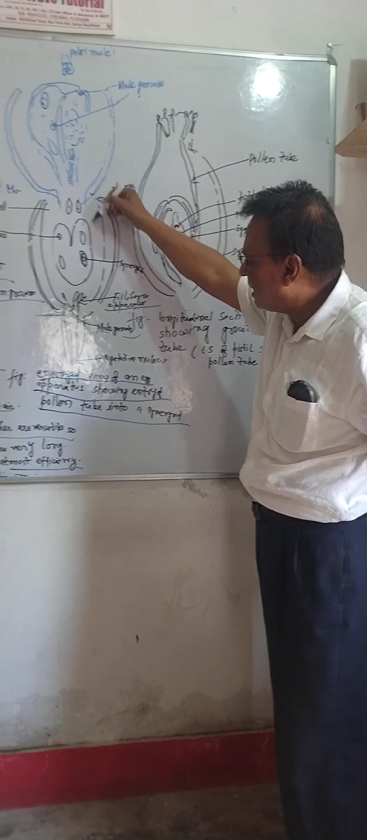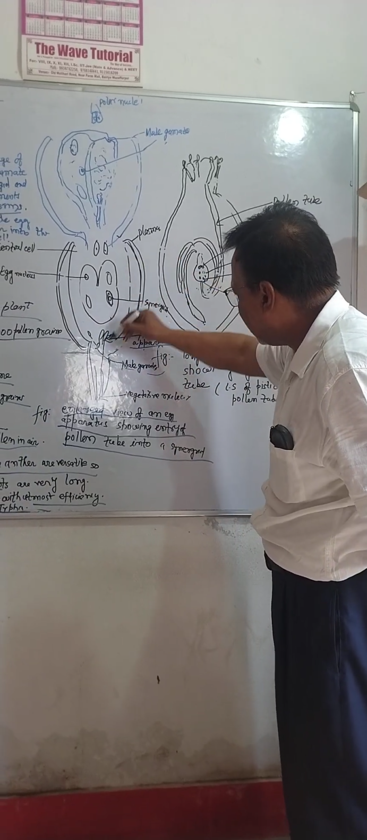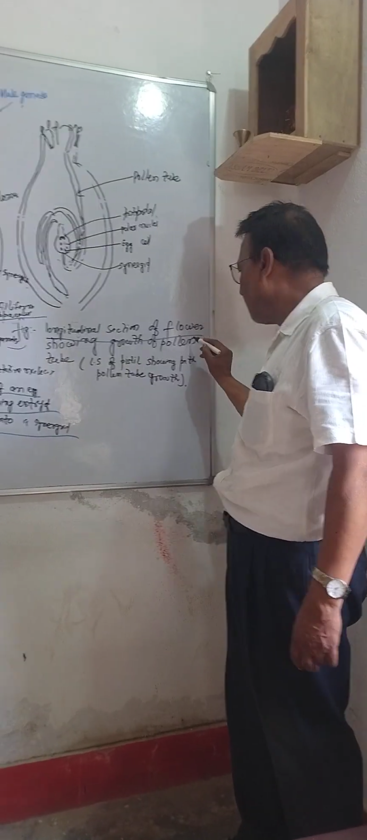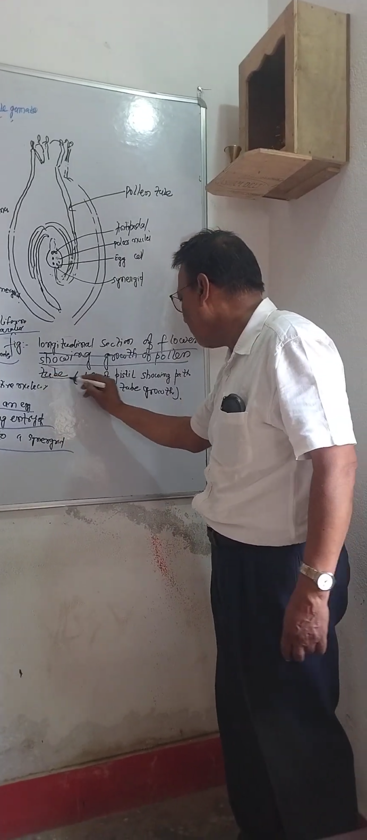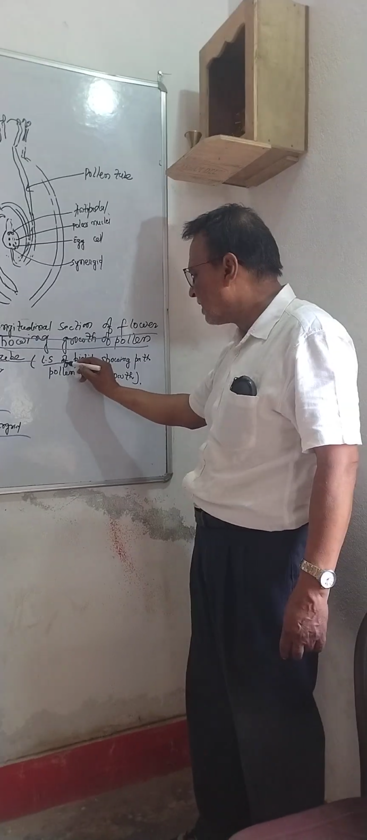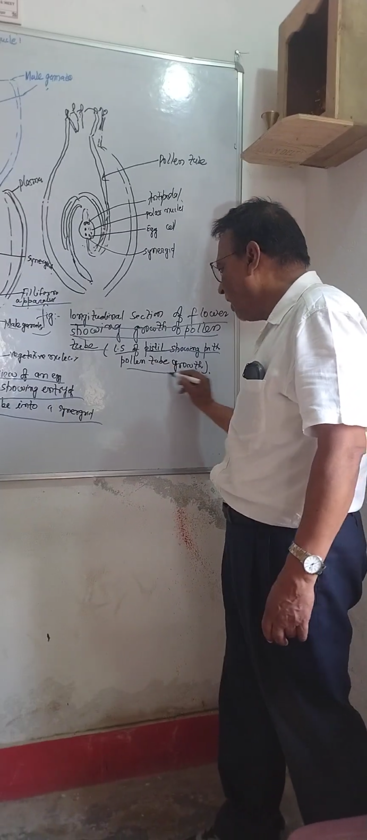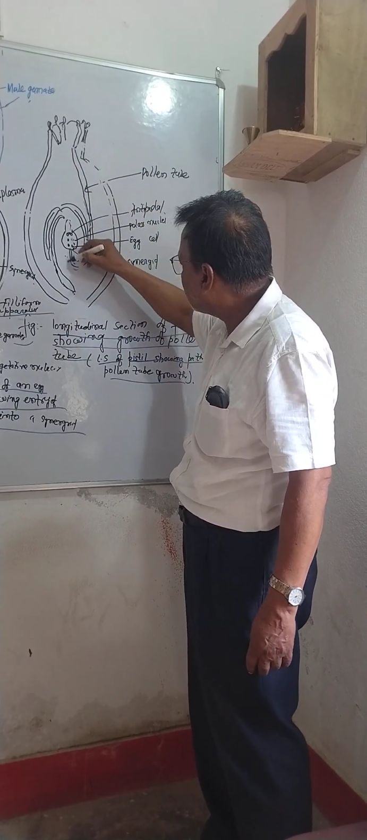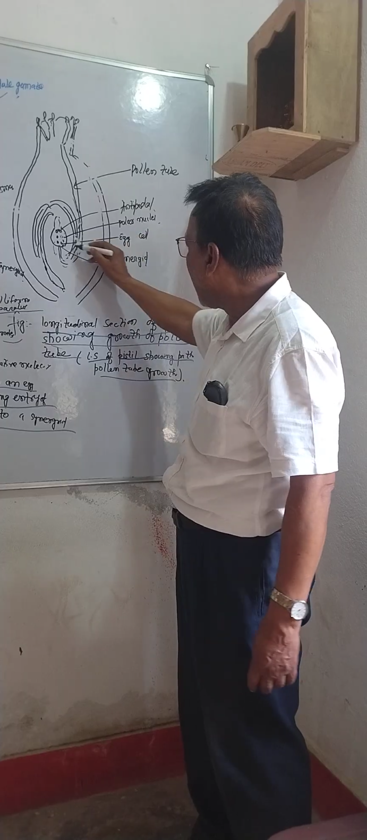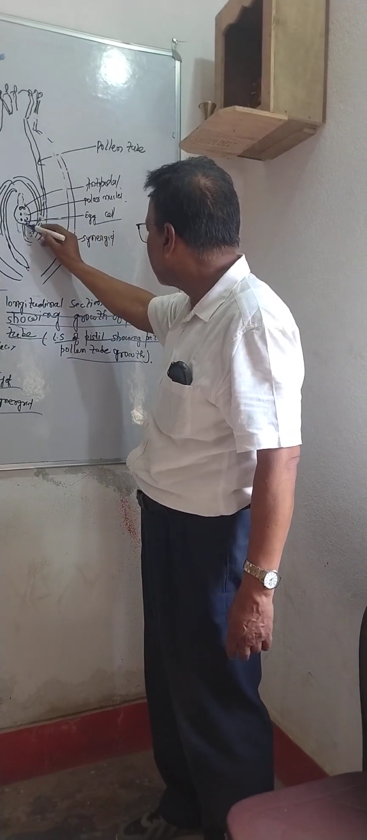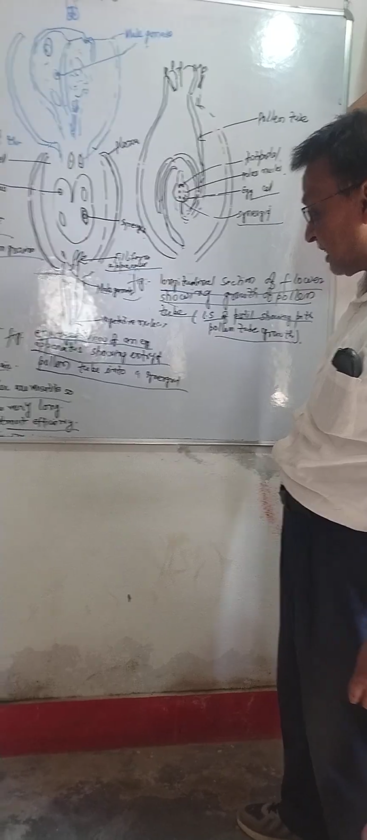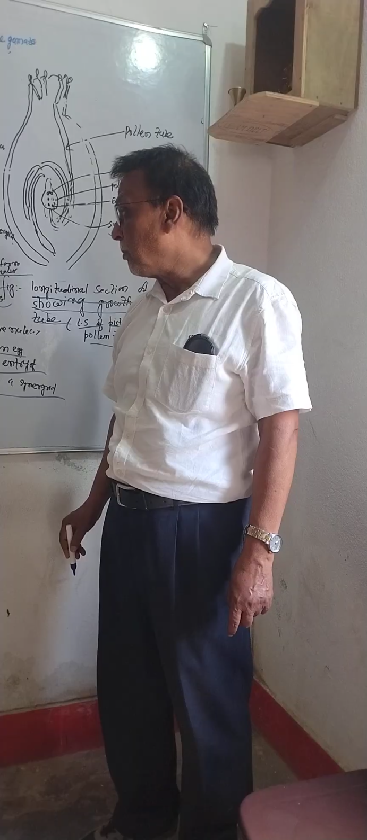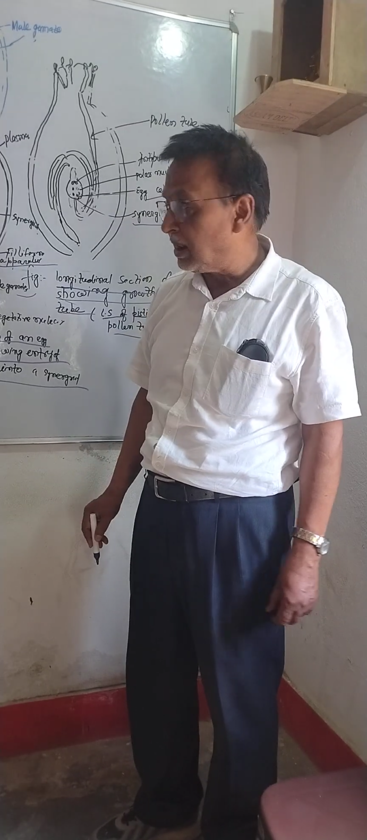How do the pollen tubes enter the synergids? This figure is a longitudinal section of the flower, or you can say pistil, showing pollen tube growth. This is the pollen tube. This one is the pollen tube. This is the polar nuclei. This one is the egg cell, and these are the synergids.